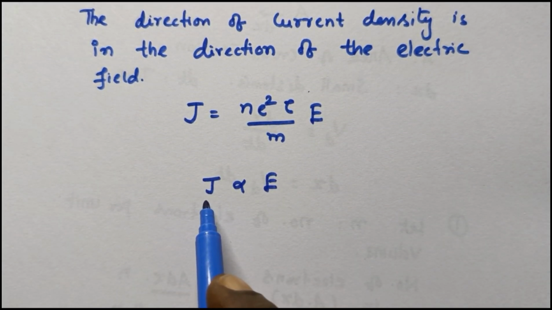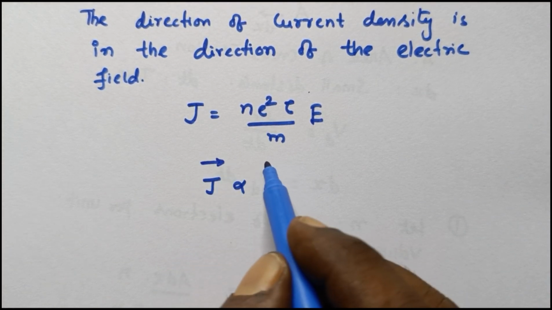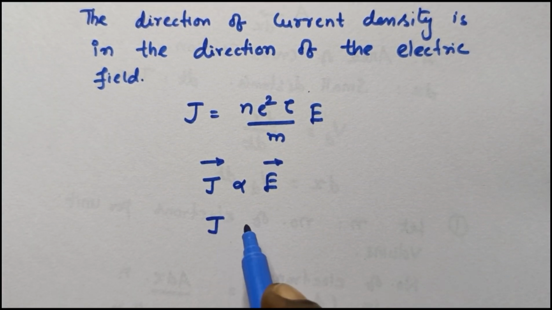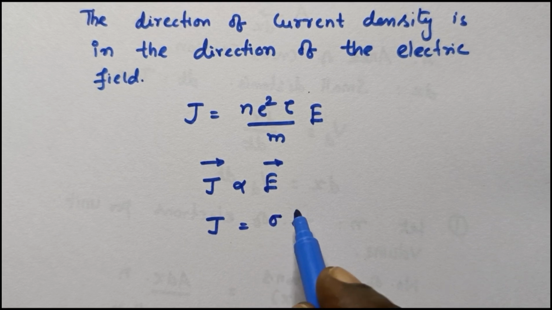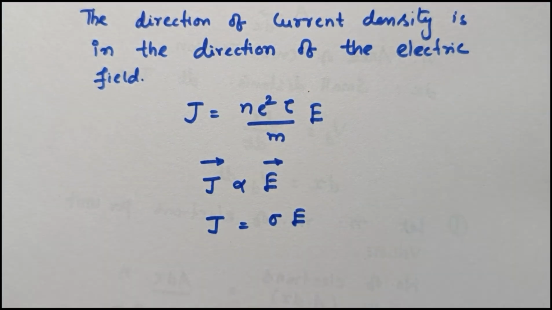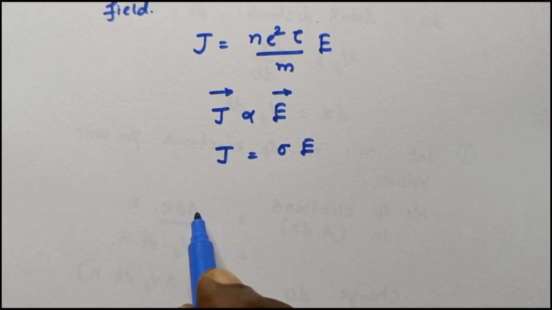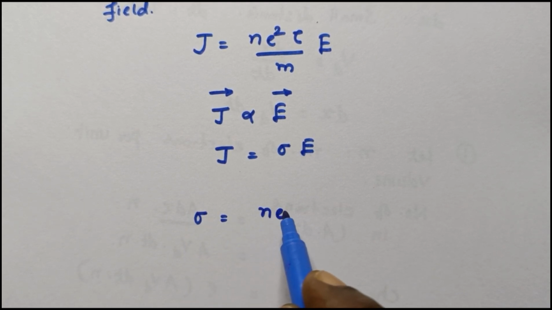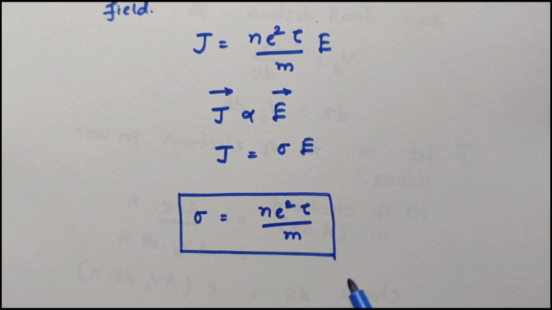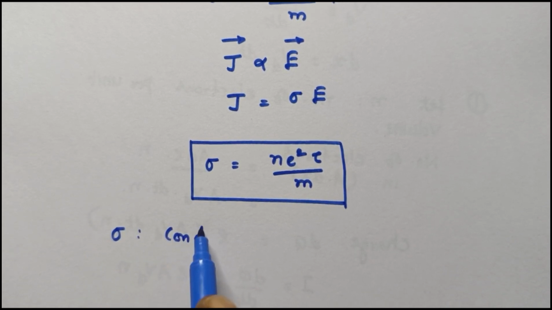J is what? Current density. Current density is proportional to the electric field. So the current density is proportional to the electric field, or the current density is equal to some constant into electric field. This constant is nothing but n e square tau by m. So comparing these two, we can write sigma is equal to n e square tau by m. Here sigma is the conductivity.